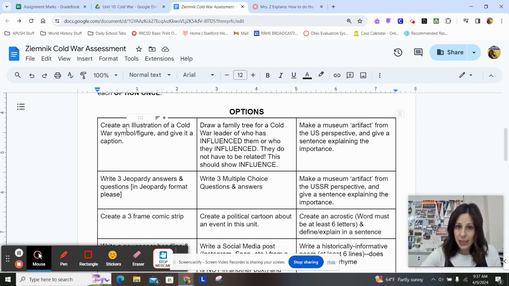So what you really need to do, though, is you need to show me you understand it. That's what I'm looking for. You need to be specific. You need to have evidence. It needs to be absolutely clear what your topic is, and you have shown you understand it.